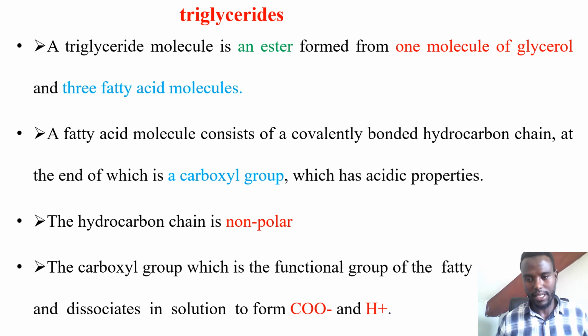When we see the polymers of lipids one by one, the first one is triglycerides. A triglyceride is a molecule which has esters formed between one molecule of glycerol and three fatty acid molecules. A fatty acid molecule consists of covalently bonded hydrocarbon chains. At the end of this, there is also a carboxyl group.